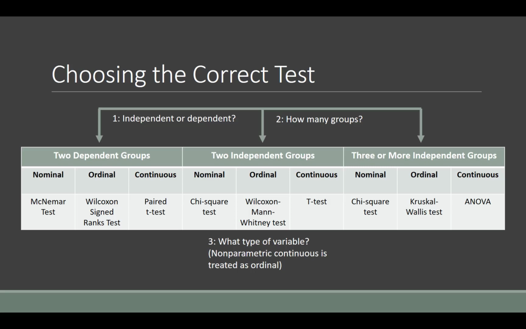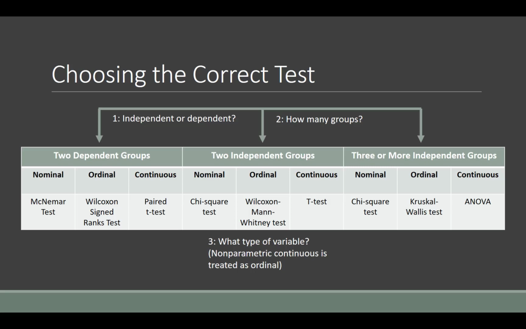For nominal dependent data, we would use the McNemar test. For ordinal dependent data, we could use the Wilcoxon signed-rank test. And then for dependent continuous data, we would use the paired t-test. A t-test, but essentially paired variables.